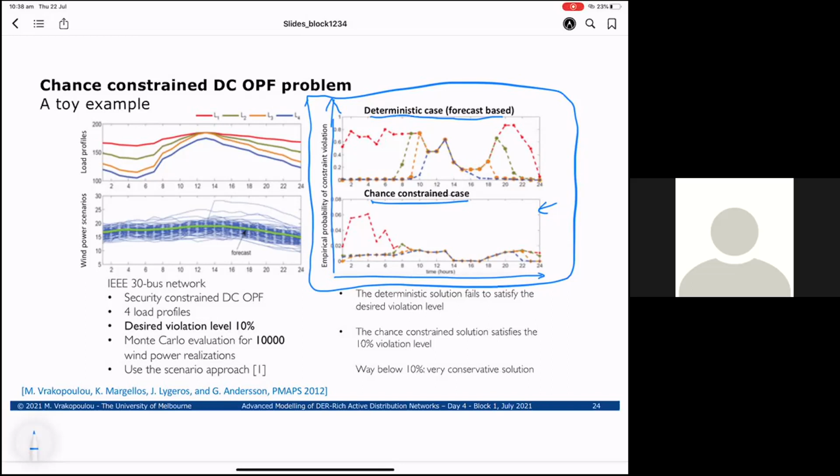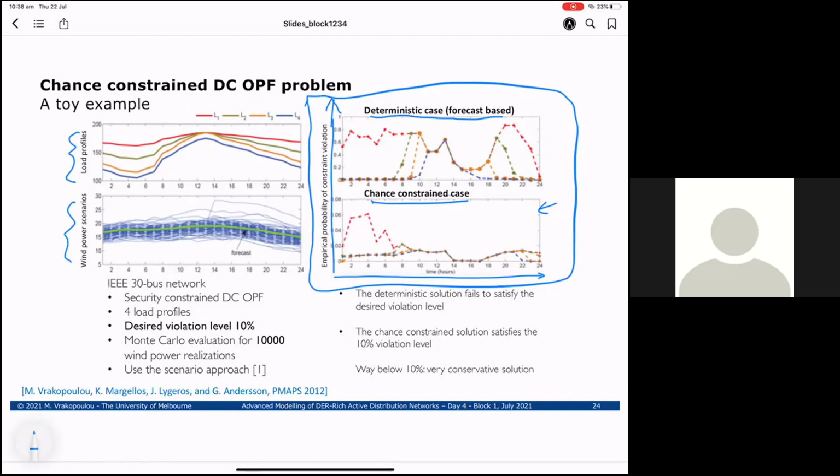So there are different case studies based on different load profiles, just a couple of different load profiles that were assumed to be just constant, fixed like that. And we have some wind power generators, with scenarios generated by this MCMC algorithm that I showed you before.